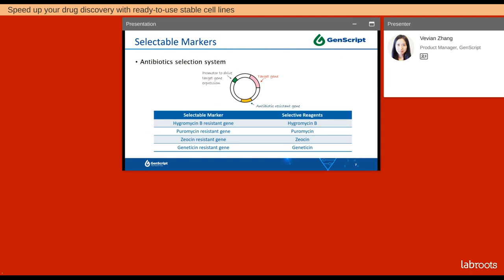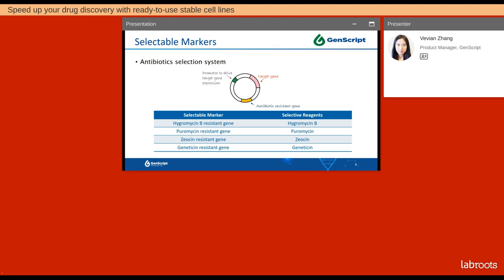To select the plasmid with target gene expression, an antibiotic selection system was applied. When constructing the plasmid, both the target gene and the antibiotic resistance gene were constructed to be driven by the same promoter. A plasmid expressing the target gene can then be selected by the expression of the antibiotic resistance.